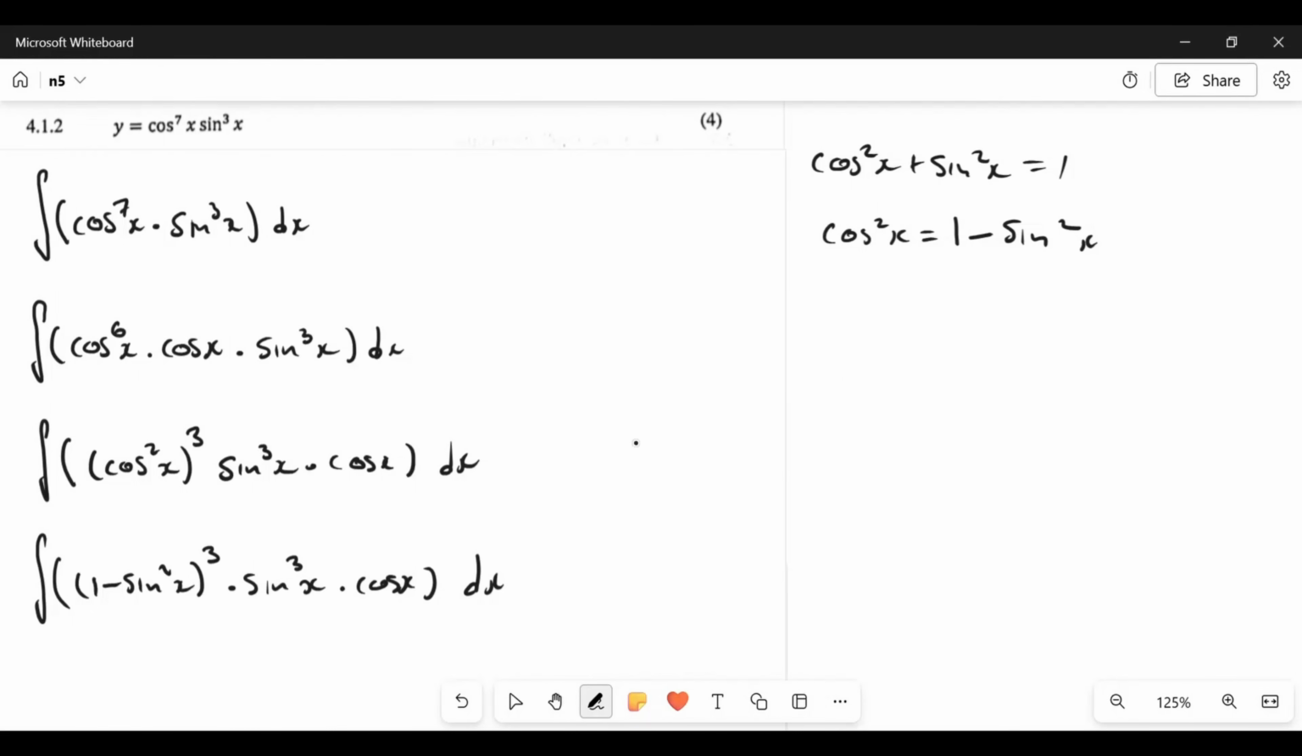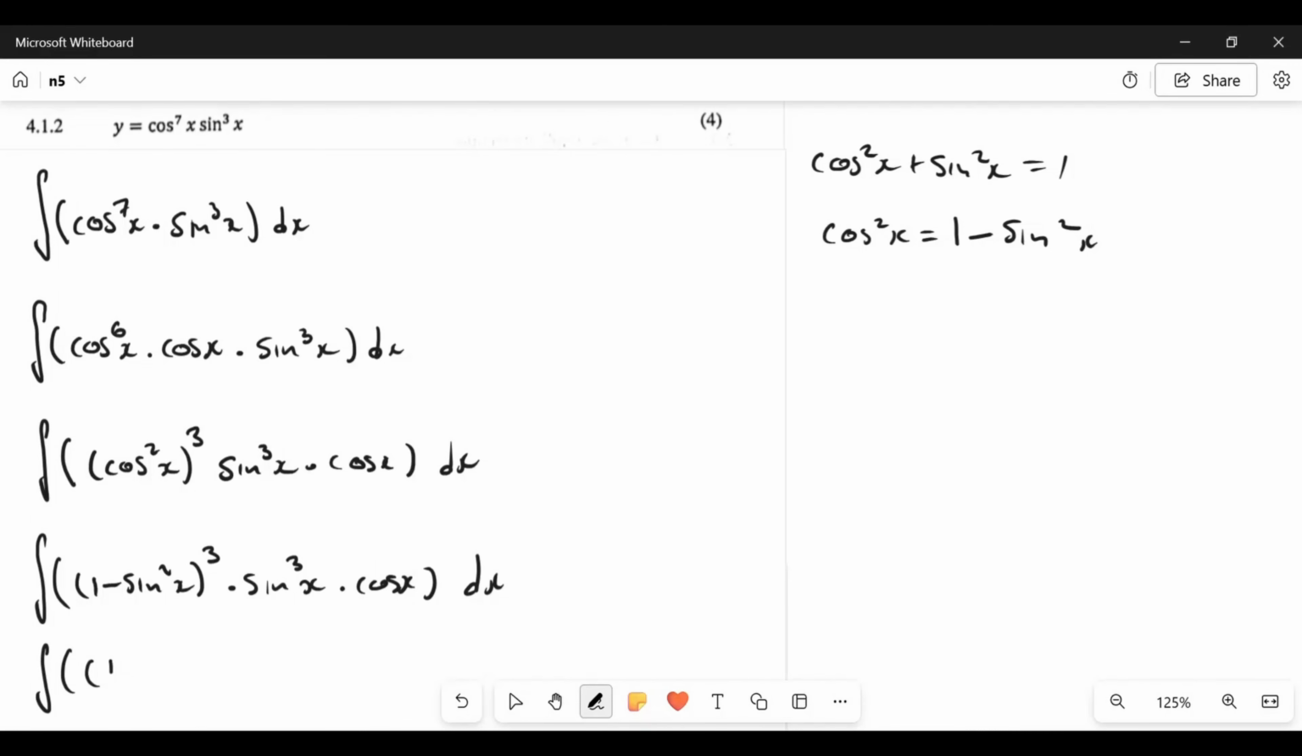There we go. So we're still simplifying, guys. We haven't yet integrated. In order for us to integrate this, we need to factorize this here because it has the power of 3. So the shortest method I can think of is the following.